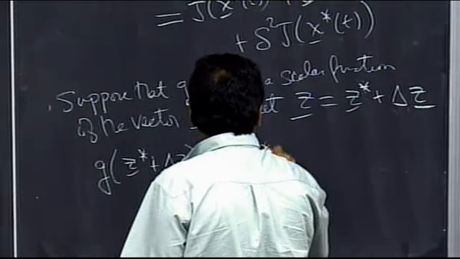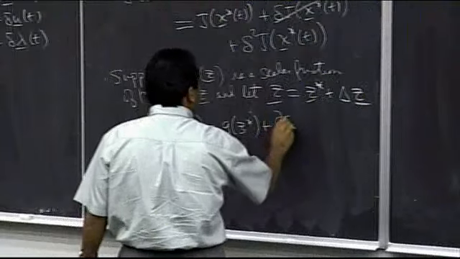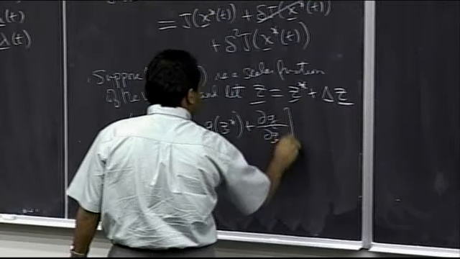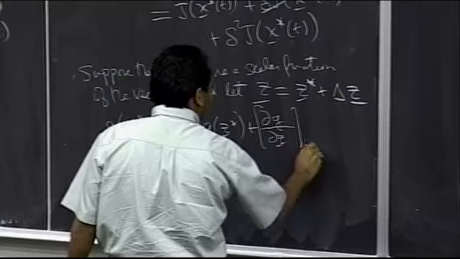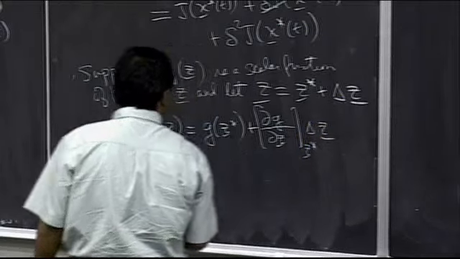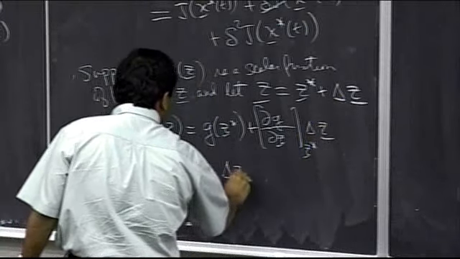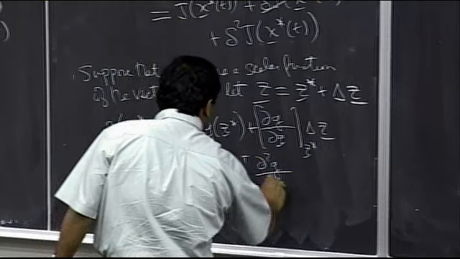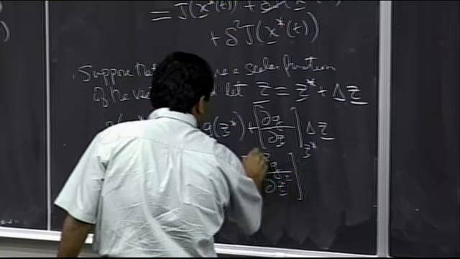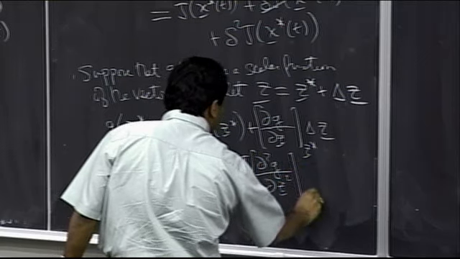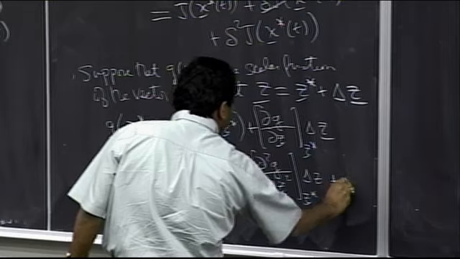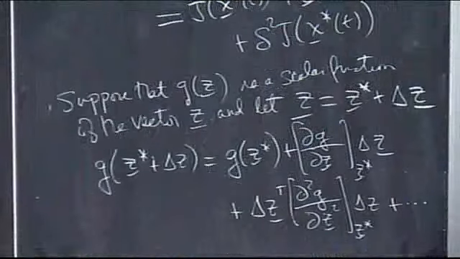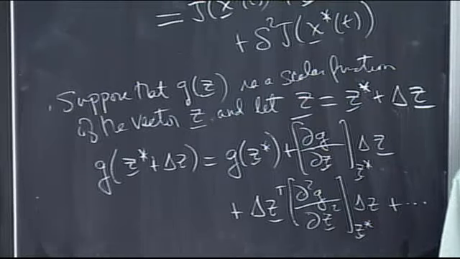So I know that g of z star plus delta z is equal to g of z star plus the partial of g with respect to z evaluated at z star times delta z plus delta z transpose times the second partial with respect to z evaluated at z star times delta z plus dot, dot, dot, higher order terms. So let's suppose we only hold the second order.